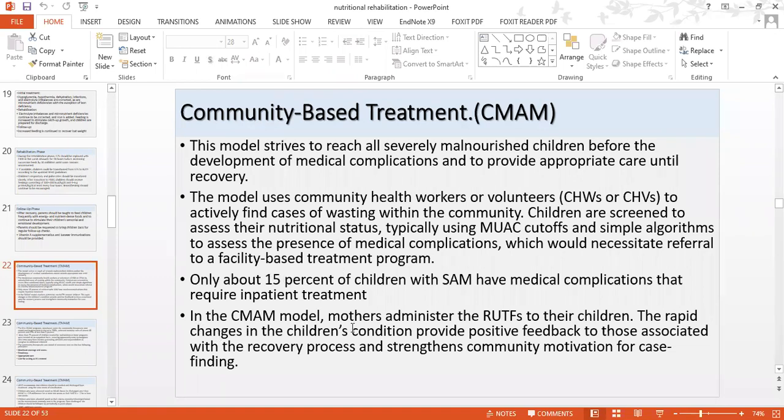In this community-based model, mothers administer RUTF to their children, and the rapid change in the children's condition provides positive feedback associated with the recovery process, and it strengthens the community motivation for case finding and case referral.